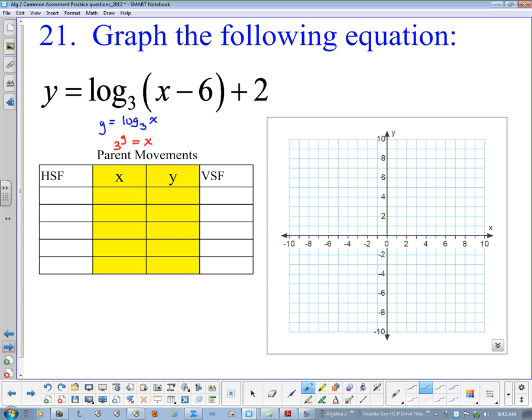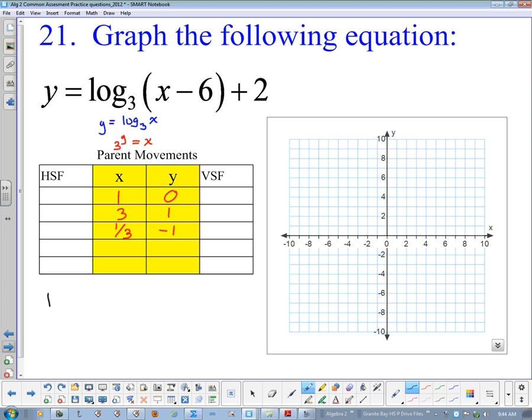This is the only time that you substitute into y, for logarithms. All we do is substitute 0. What's 3 to the 0, folks? 1. 3 to the 1? 3. 3 to the negative 1? 1/3.